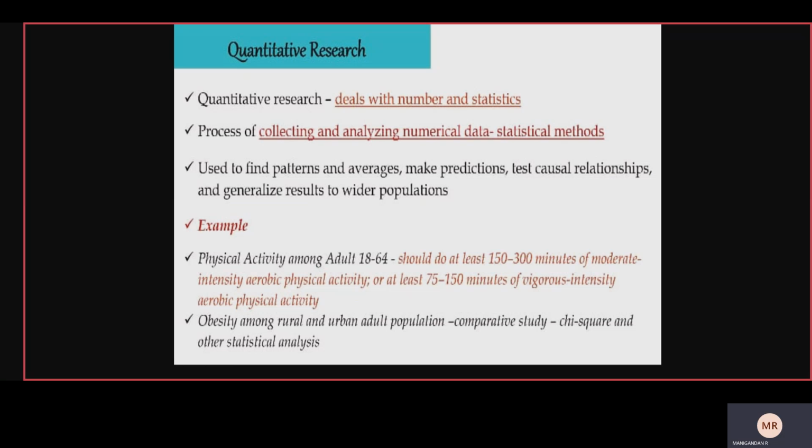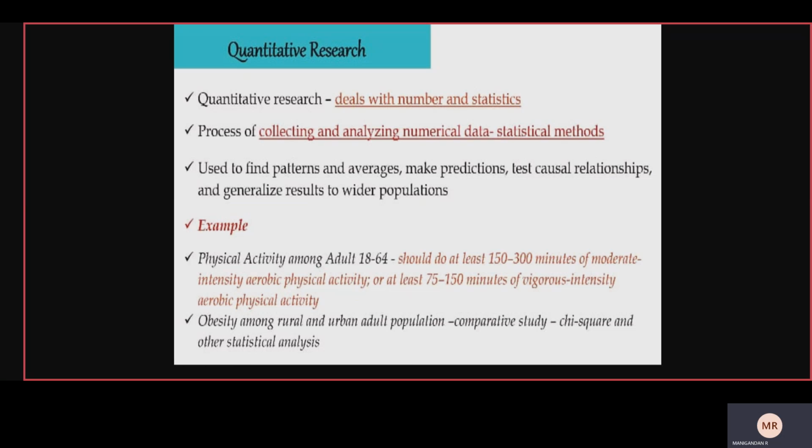And these days, everyone is using bibliometric analysis to find patterns and averages, make predictions, and test causal relationships. While using the correlation method, definitely we can test causal relations and generalize the result to wider populations. An example of this: obesity among the rural and urban adult population, a comparative study. Comparative study in the sense means you need to compare rural and urban. So we need to use chi-square or other statistical analysis. You need to use them in quantitative research.